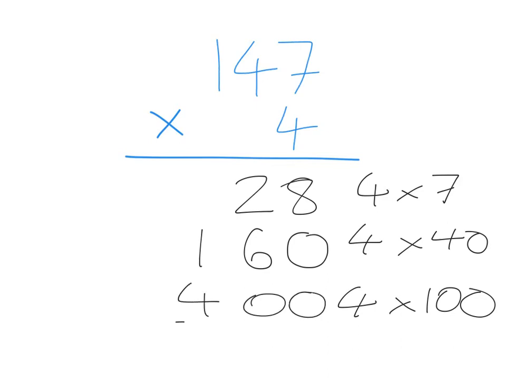The children then use column addition to add these digits up underneath. So 8 add 0 is 8, 2 and 6 is 8 again, and 1 and 4 is 5. So altogether, the answer to this multiplication is 588.